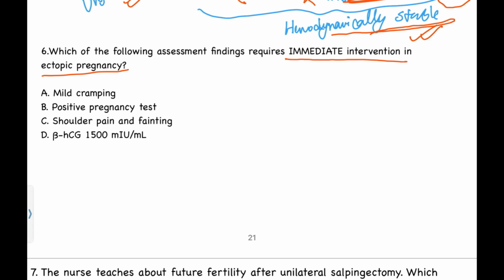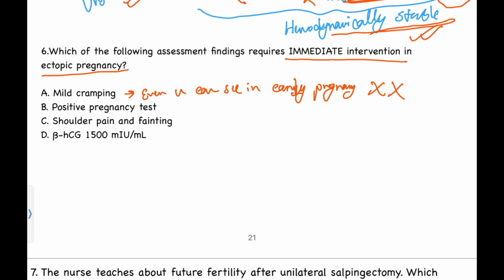Mild cramping: does mild cramping need immediate intervention? No. Mild cramping you can see even in normal early pregnancy. That can be seen in normal pregnancy also, and in unruptured early ectopic pregnancy. In early ruptured ectopic pregnancy mild cramping is possible, but that's why it is not the answer.